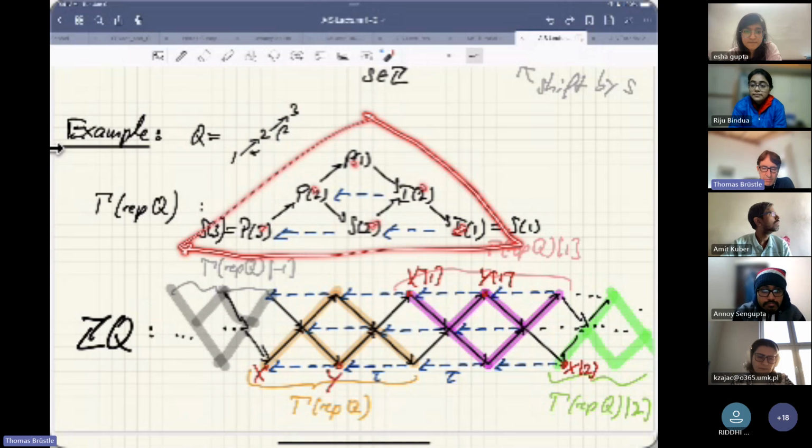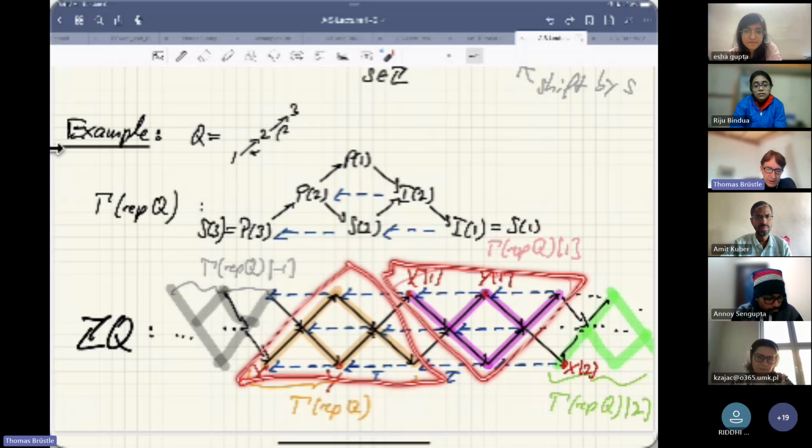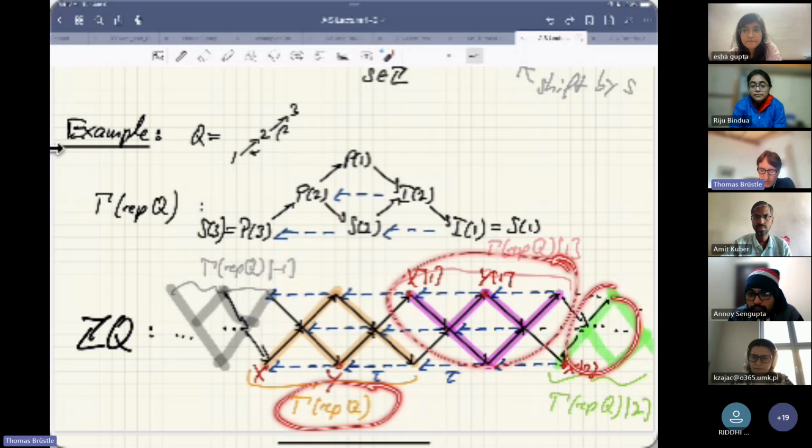And this part embeds into that derived category ZQ in this way. And we can cover the derived category by iterated copies of that shape. And when we do that, we introduce a notation, say this one is the copy 0, this is the copy 1, that one is the copy 2.